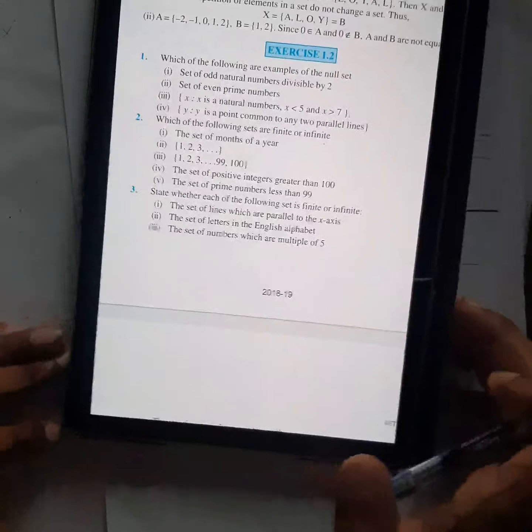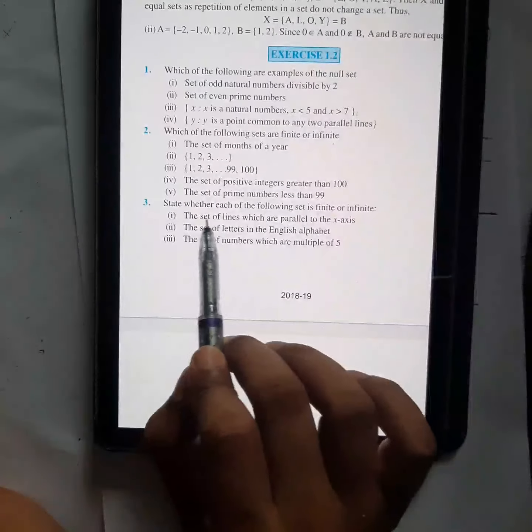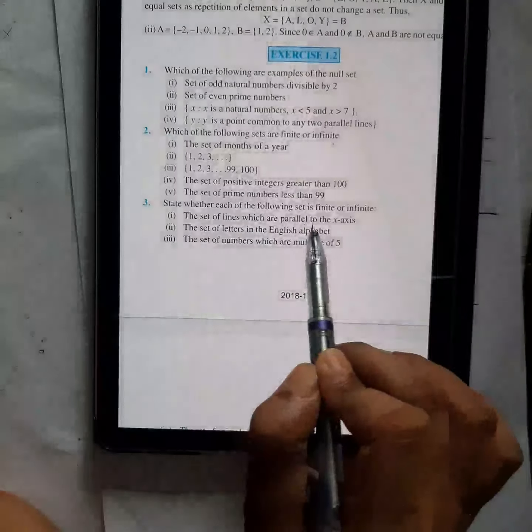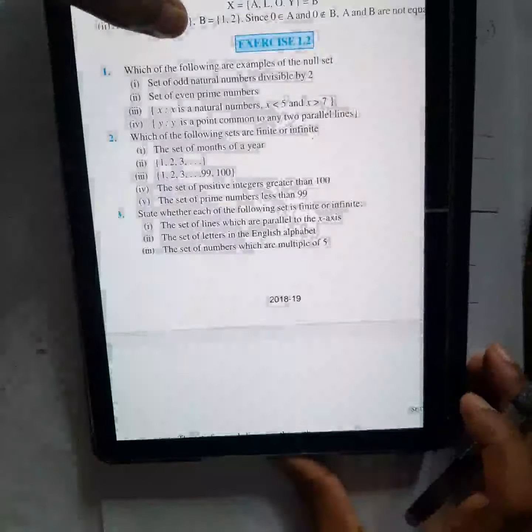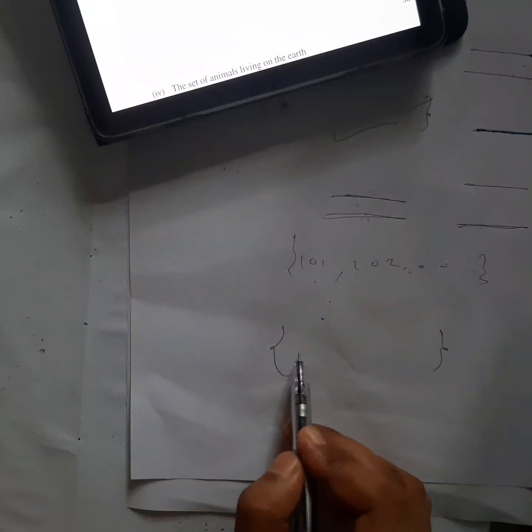So what is the first question in question number 3? The set of lines which are parallel to x-axis. Now in the set, what are the elements? Elements are lines. What are these lines? These lines are parallel to x-axis. Now how many such lines can you have?